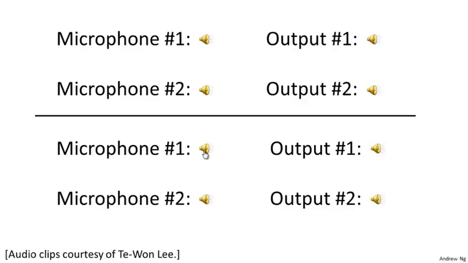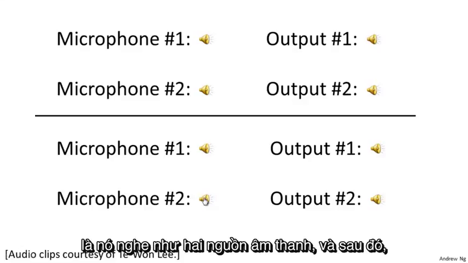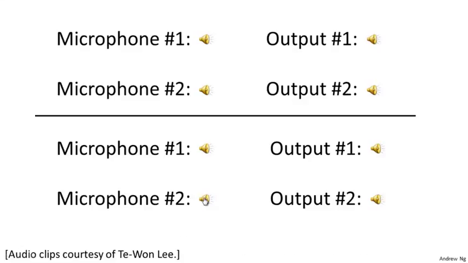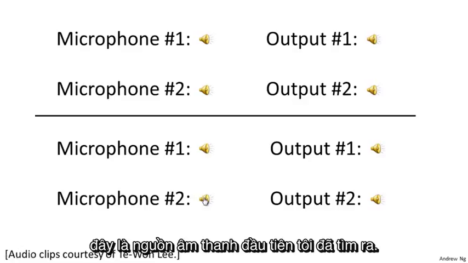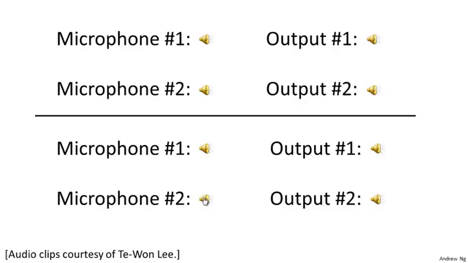When you give these 2 microphone recordings to the same algorithm, what it does is again say, it sounds like there are 2 audio sources, and moreover, the algorithm says, here is the first of the audio sources I found.